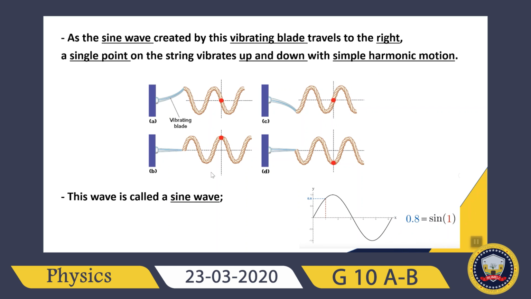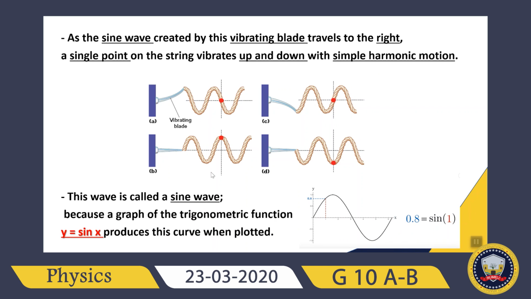Why is this wave called a sine wave? Because it is the graph of the trigonometric function y equals sine x. If you want to calculate y, the point on the y-axis, you can calculate it from x by this equation. This trigonometric function y equals sine x produces this curve when plotted. When you plot the graph like this, you can easily calculate y in terms of x.